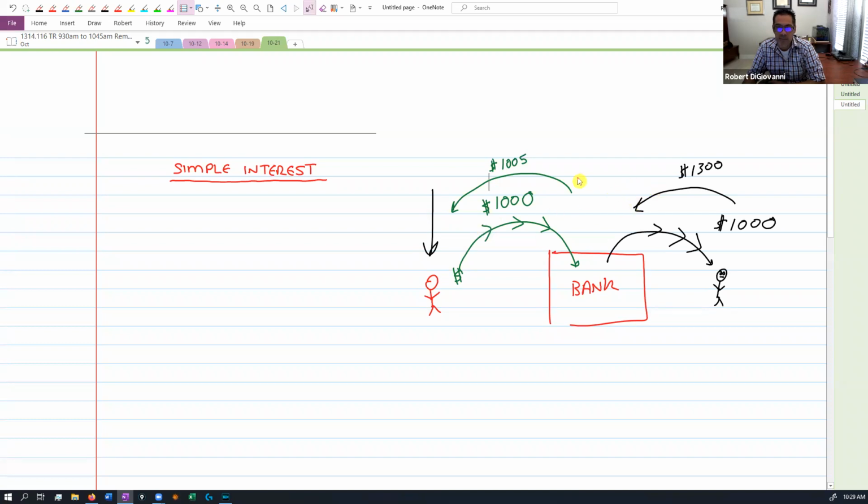So they make $5 off their money. So the bank is going to collect the difference, right? They made $300 off of this person, and they had to give $5 back to this person. So they made $250. Does that make sense? I mean, that's the way it works.